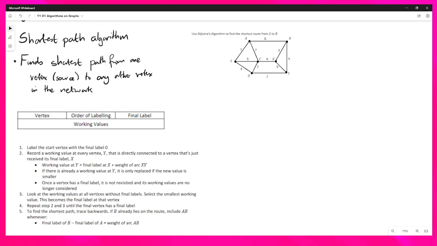So this is the example we're going to be looking at. Use Dijkstra's algorithm to find the shortest route from S to B. So first things first, we need to redraw the network using these boxes here. Quite often, that will be done for you, and you'll be given a grid in which to fill out. Okay, but it is also useful to know how to do it yourself.